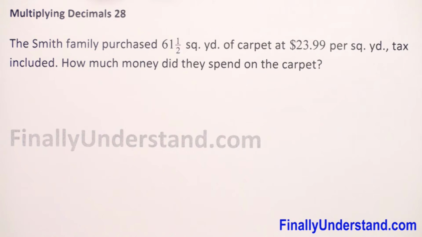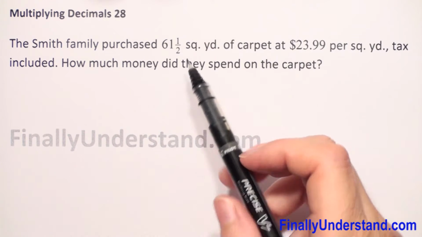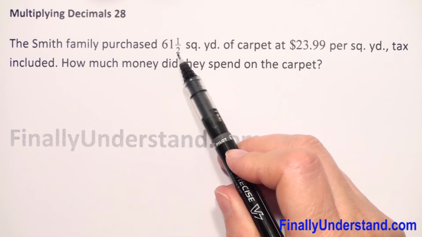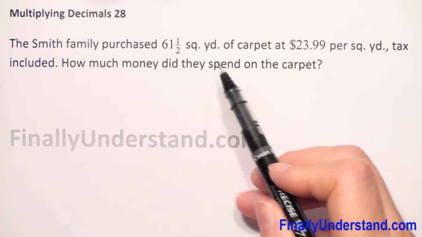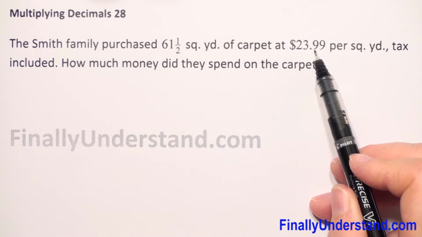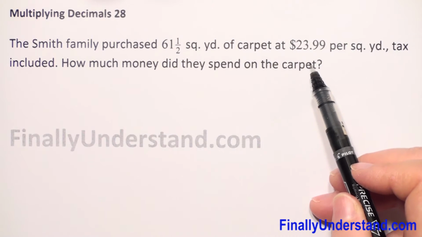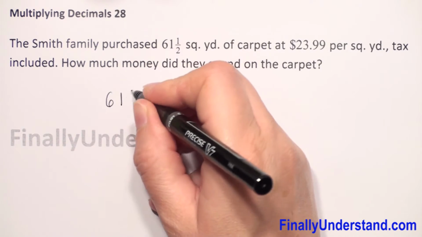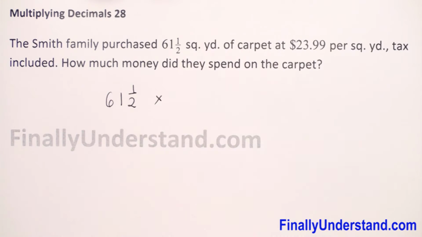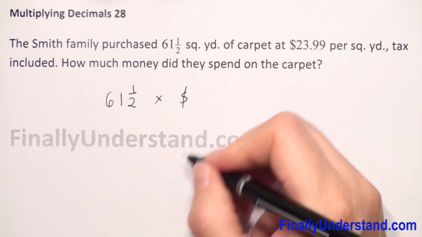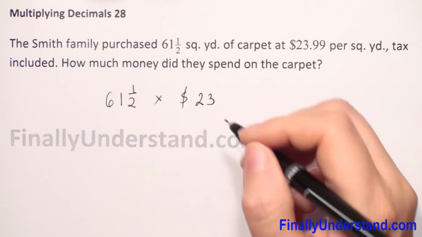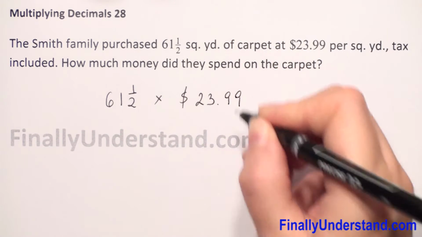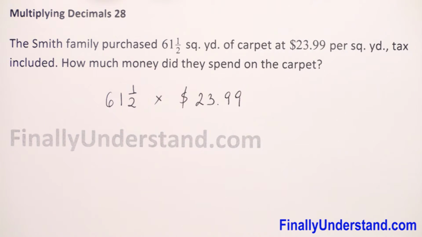How do we do this? We have to multiply these two numbers because they purchased 61½ square yards and every yard costs $23.99. So we have to multiply 61 and 1/2 times $23.99. So how do we do this?